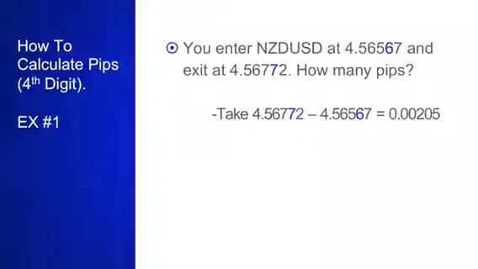Now what you're going to do is take the 4.56772 and subtract it from 4.56567, and it's going to equal 0.00205.